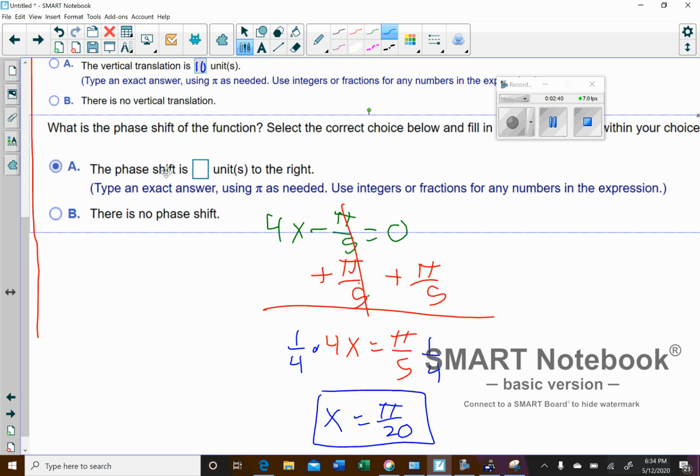So it's asking you what the phase shift is, blank units to the right. So they already know that basically you're going to be moving to the right. If it would have come back negative, we would have been shifting to the left and so on. And I believe that's the last part of this question.